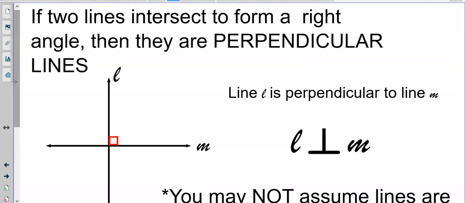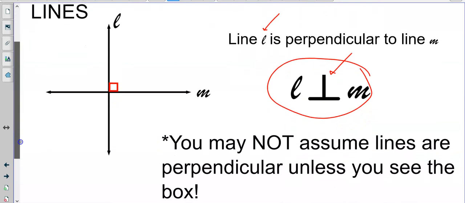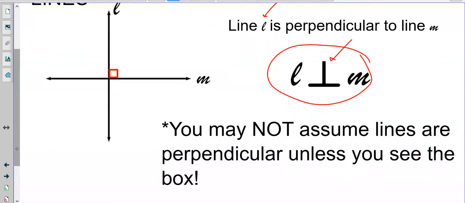All right, if two lines intersect to form a right angle, then they are perpendicular lines. Okay, line L, remember we use the cursive for lowercase, is perpendicular to line M. This is how we write that. L is perpendicular to M. This upside down T is a symbol for perpendicular. And as always in geometry, we cannot assume. You may not assume lines are perpendicular unless you see the box. So just because something looks 90 degrees, we've talked about this before, and in fact, we found out this could be 89 degrees or 91. We must have the box to know it's 90.